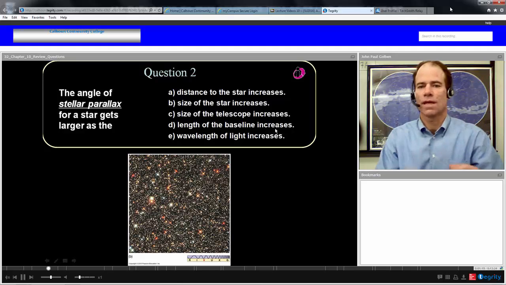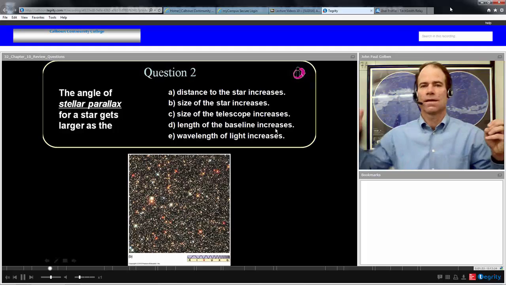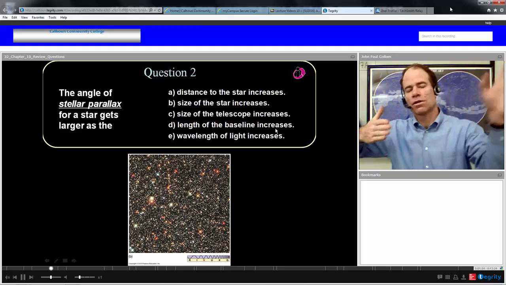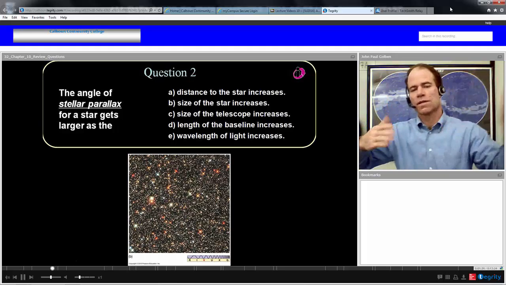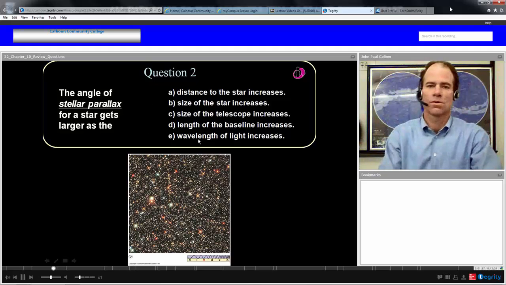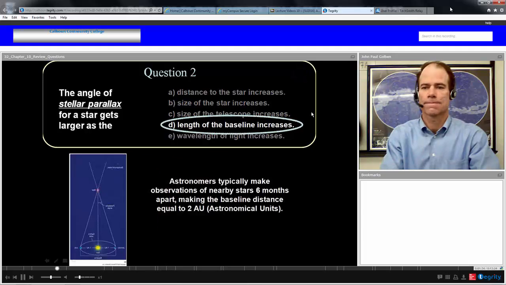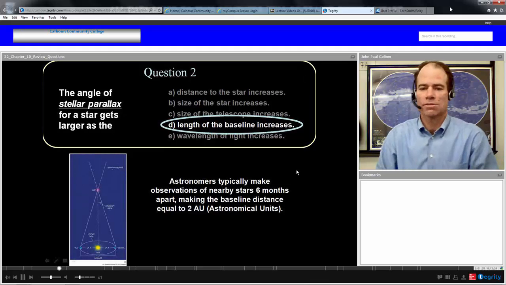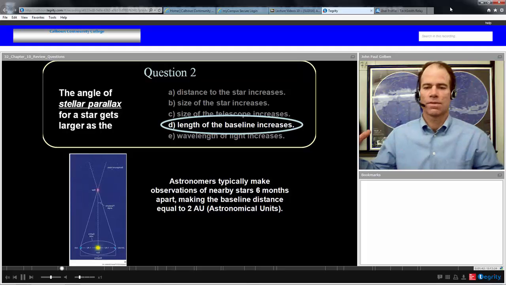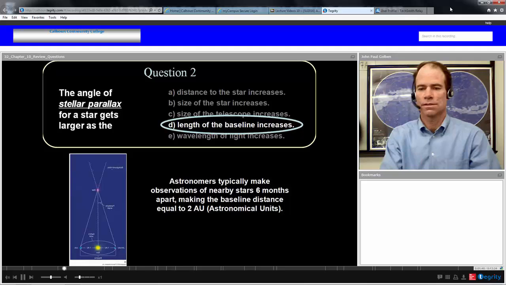Yes. If we had a larger baseline, then we'd get a greater angle as we're looking at the star with respect to the backdrop. So the angle of the stellar parallax would increase with the length of the baseline. Astronomers typically make observations 6 months apart using the diameter of the Earth's orbit, which would be 2 astronomical units.